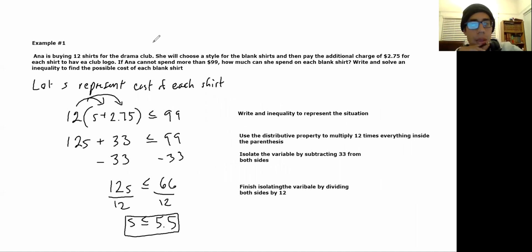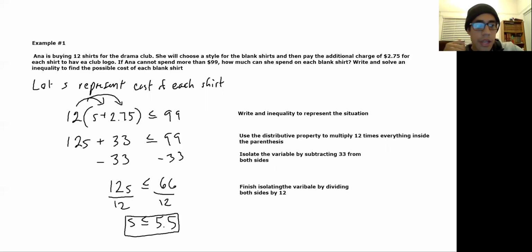Example number 1: Anna is buying 12 shirts for the drama club. She will choose a style for the blank shirts and then pay the additional charge of $2.75 for each shirt to have a club logo. If Anna cannot spend more than $99, how much can she spend on each blank shirt? Write and solve an inequality to find the possible cost of each blank shirt.